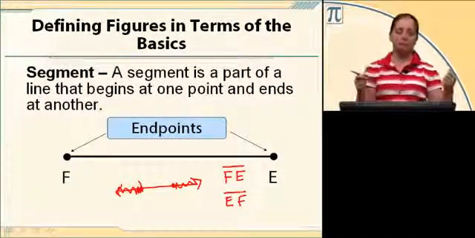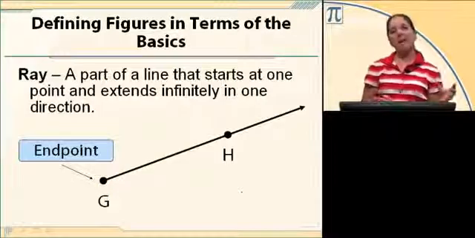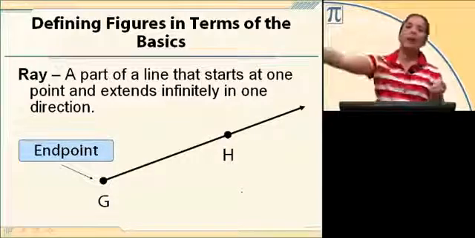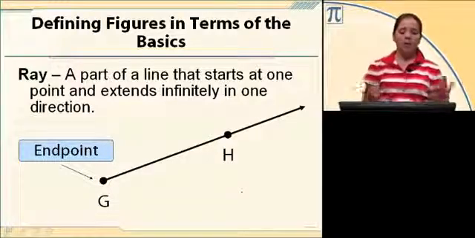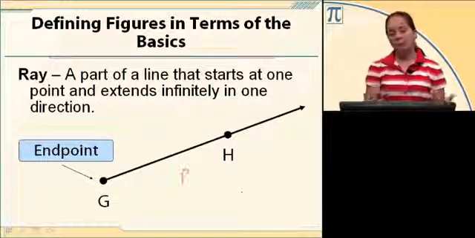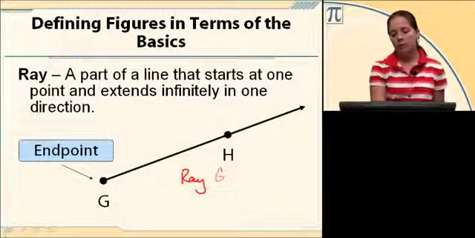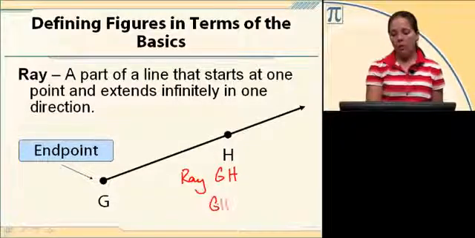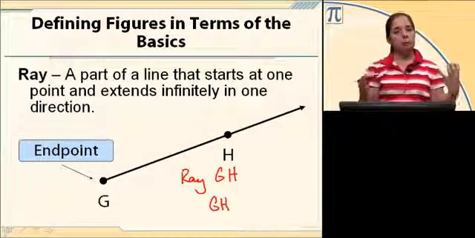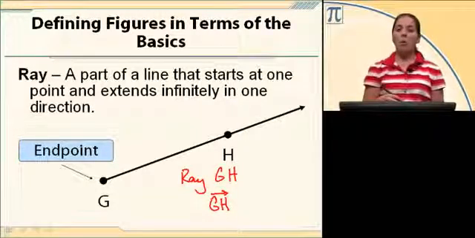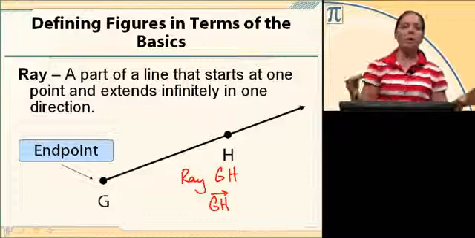It stops. A ray is also a portion of a line, only this time we have one endpoint and it goes forever in one direction. So this ray that I have is ray GH. When you name the ray, you can write out the word ray, endpoint, and then other point, or the 2 points with a single headed arrow over the top. The arrow always points to the right, no matter what direction your ray is going in.